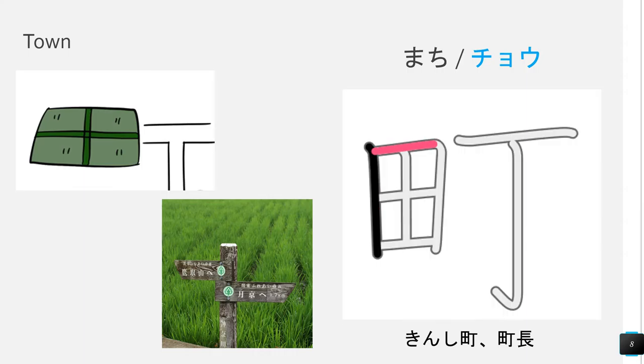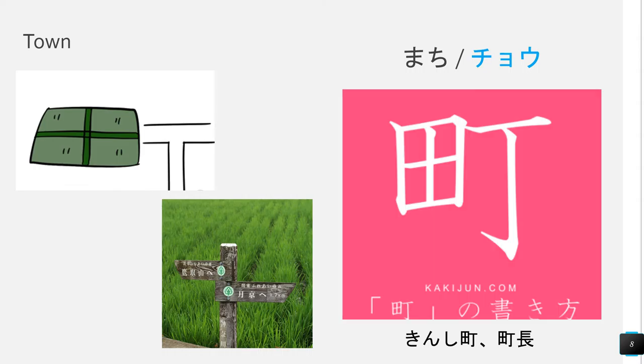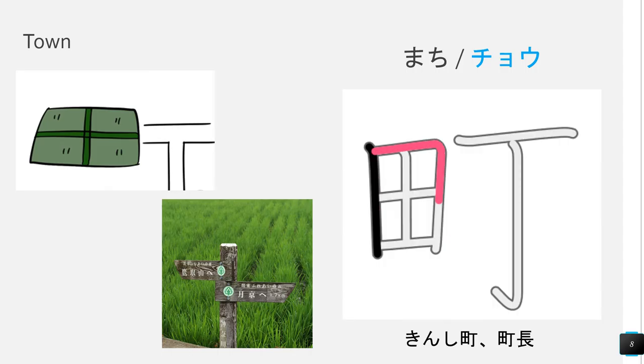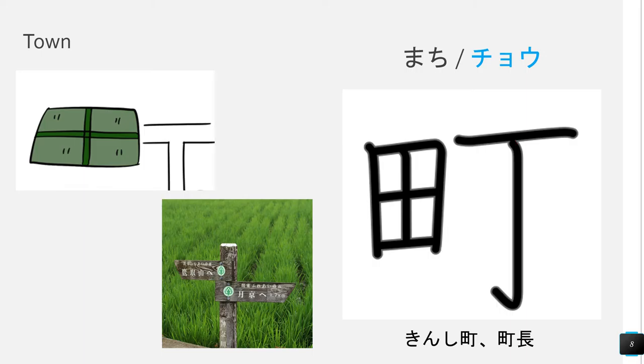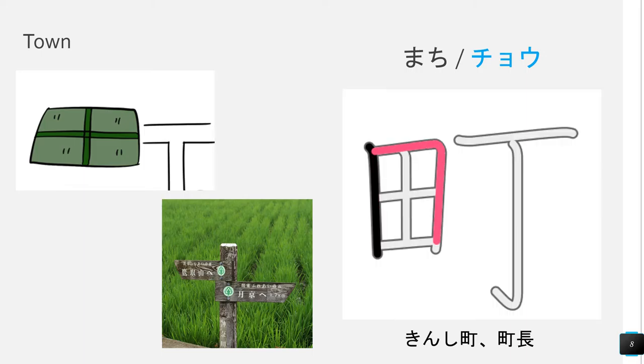Now, the second kanji is shicho. The second cho of that kanji is going to be learned later on in year 12. But shicho means the leader of the town, which then becomes the mayor of the city, shicho.